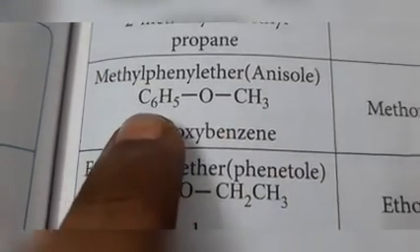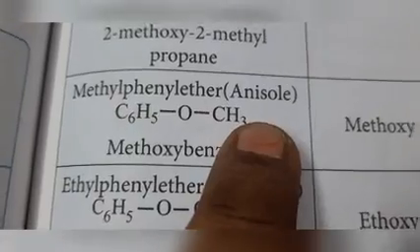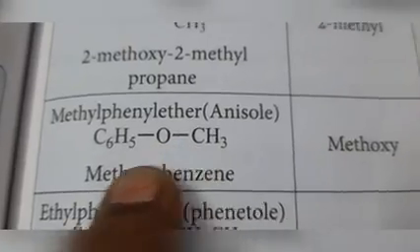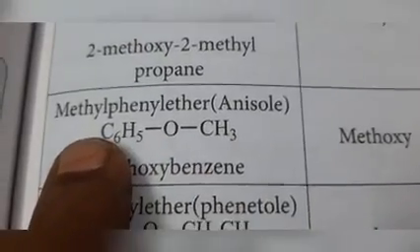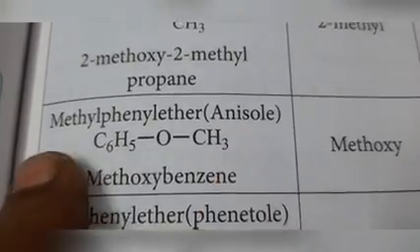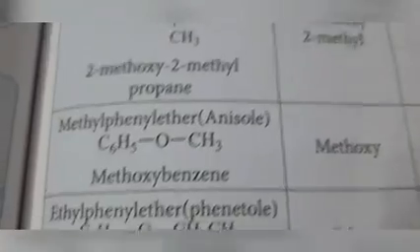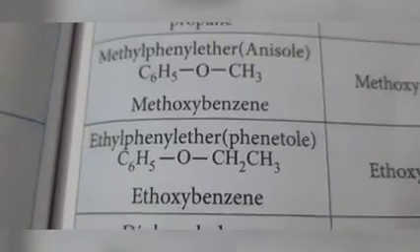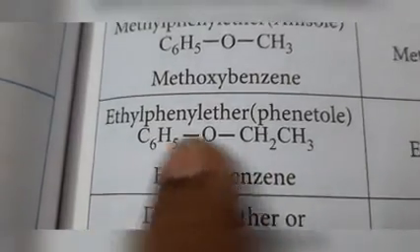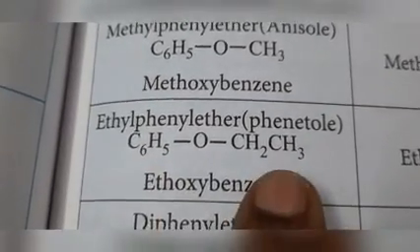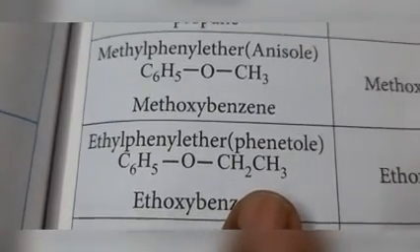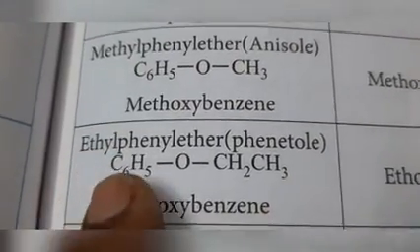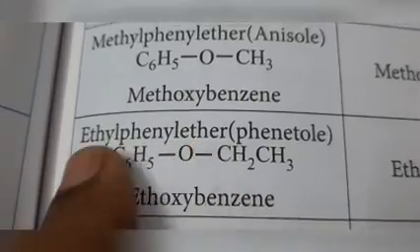See the next compound. Oxygen is linked with phenyl, and this is methyl. Phenyl means the benzene ring. So alkyl name plus ether: the alkyl name is methyl, here phenyl. According to alphabetical order, M comes first. So methyl phenyl ether. See the next compound. Oxygen is linked to two groups. One is phenyl, another one with two carbons means ethyl. According to alphabetical order, ethyl comes first. So ethyl phenyl ether. Alkyl name plus ether.